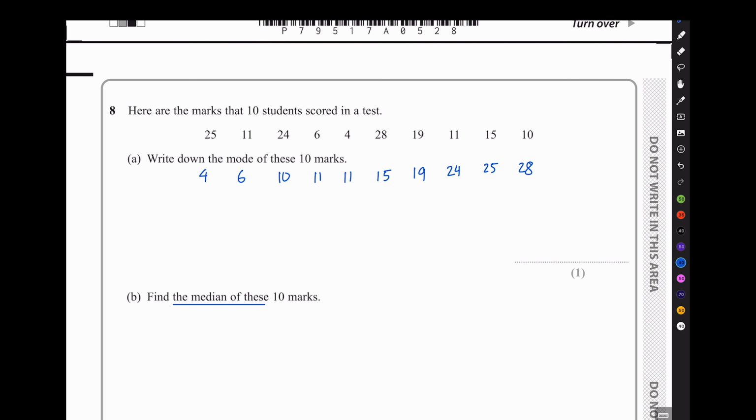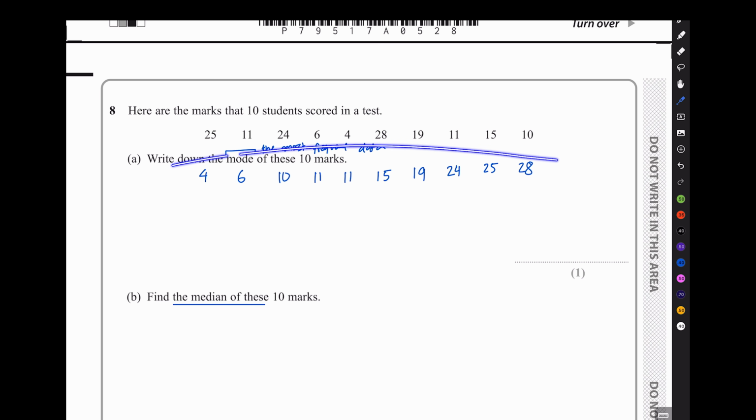So yeah, perfect. Our target for part A is to find the mode, and we know what the meaning of mode is. Mode is basically the most frequent data. What does frequent mean? It means the data point that occurs the most.